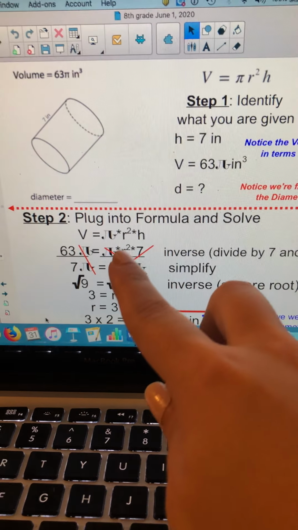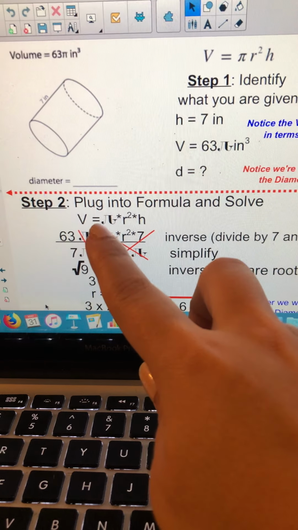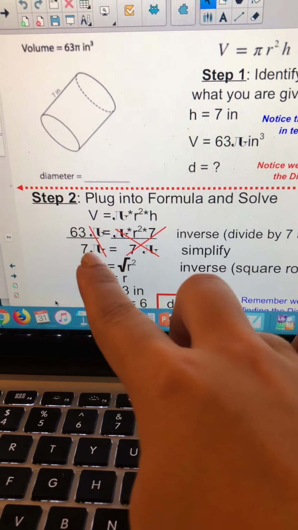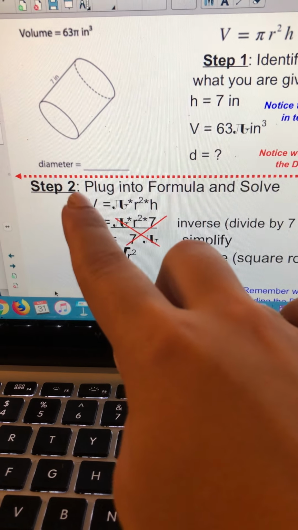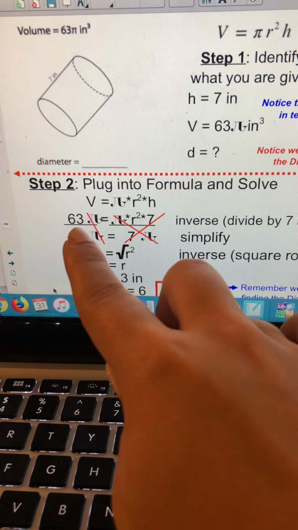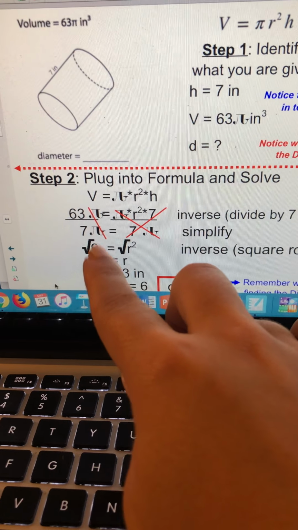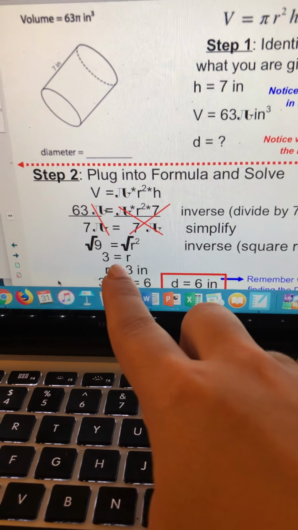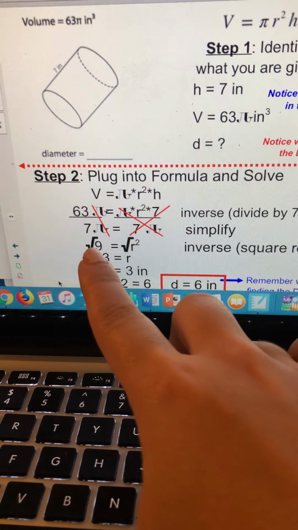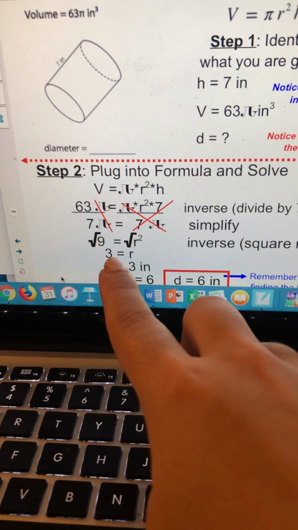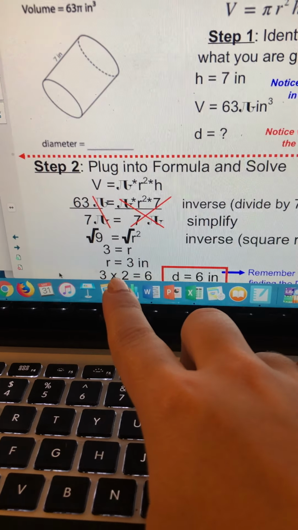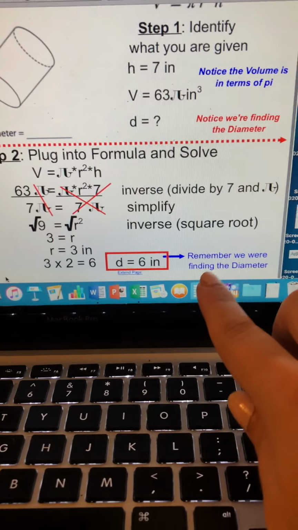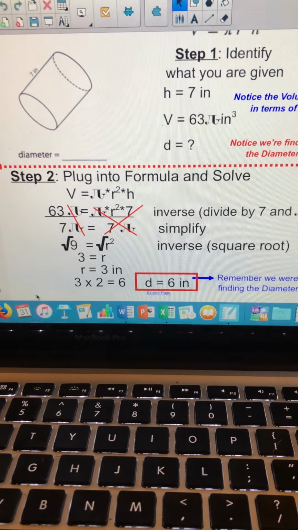We plug it in. Notice we are again dividing by 7 and pi to cancel that out. We'd be left with r squared. We divide by 7 and pi over here. The pi's would cancel out on the left. 63 divided by 7 gives us 9. We'd find the square root to get rid of that square on the r, and we are left with r equals 3 because the square root of 9 is 3. Then, since they asked us for the diameter, we take that 3 and we multiply it by 2 to give us our diameter of 6. 6 inches would be our final answer.